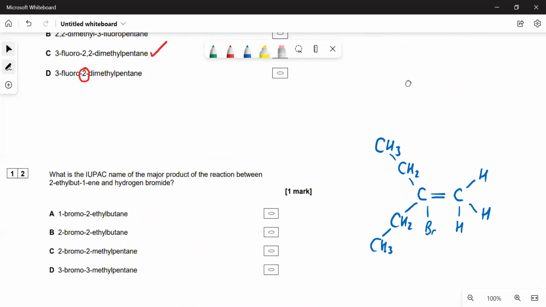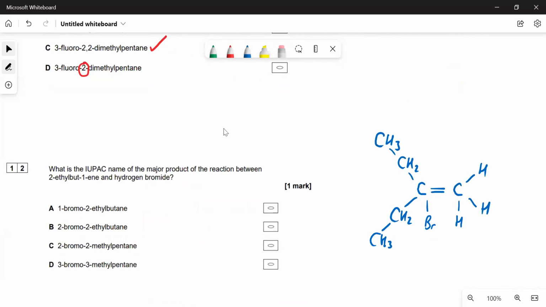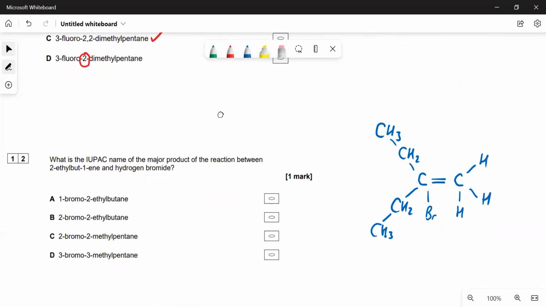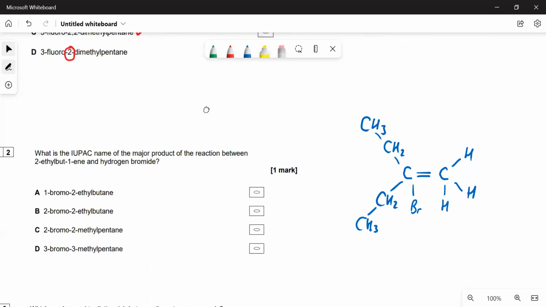Okay, what is the name of the major product of the reaction between 2-ethyl butene and hydrogen bromide? Right. Oh, I just need to rub that off here. Sorry, I've drawn 2-ethyl butene. So if I number that 1, 2, 3, 4, you see there's an ethyl group on number 2. Right. Now that's going to react with HBr.